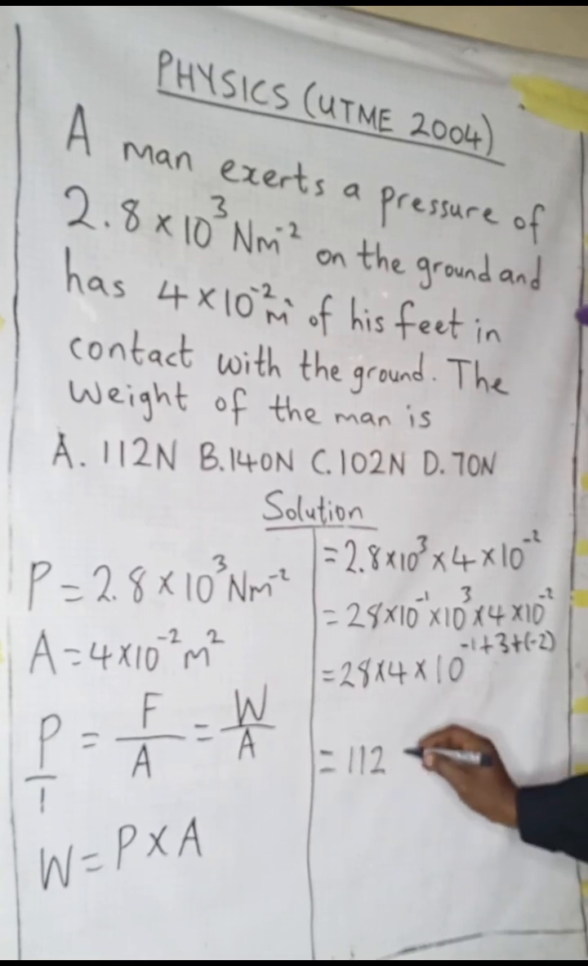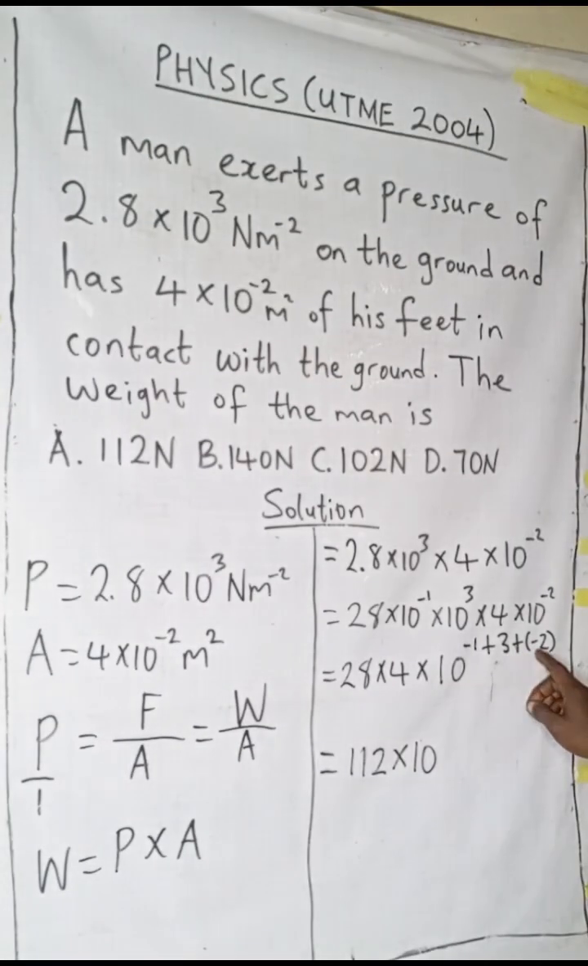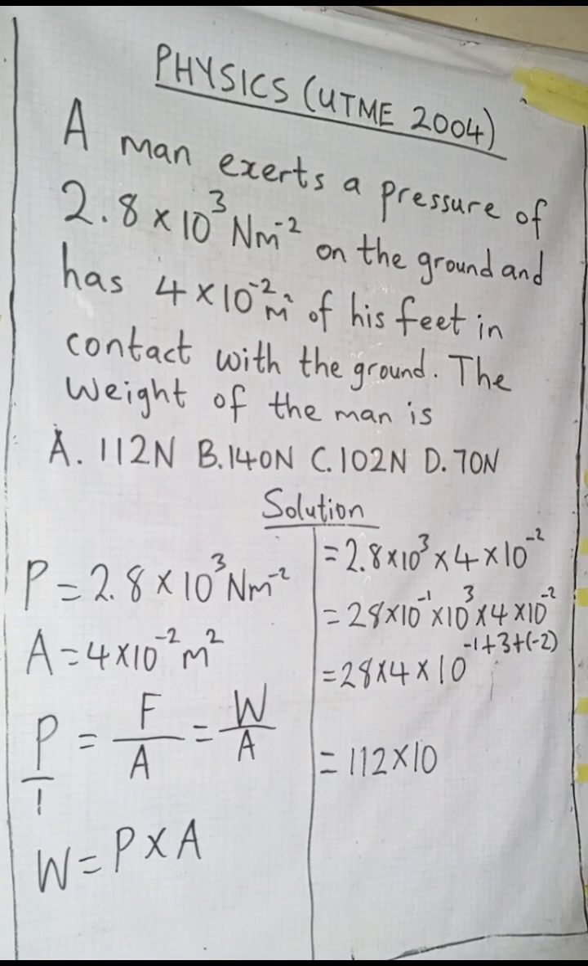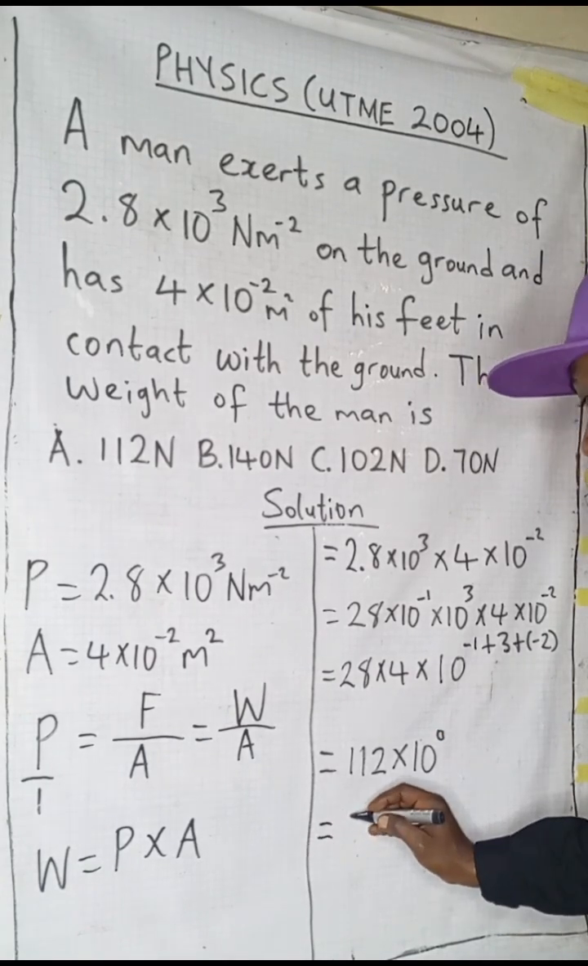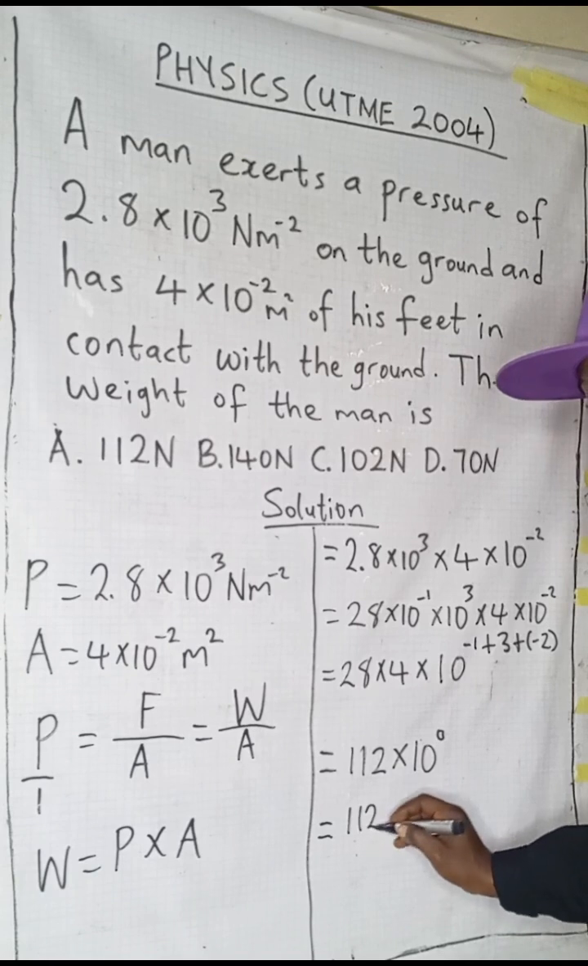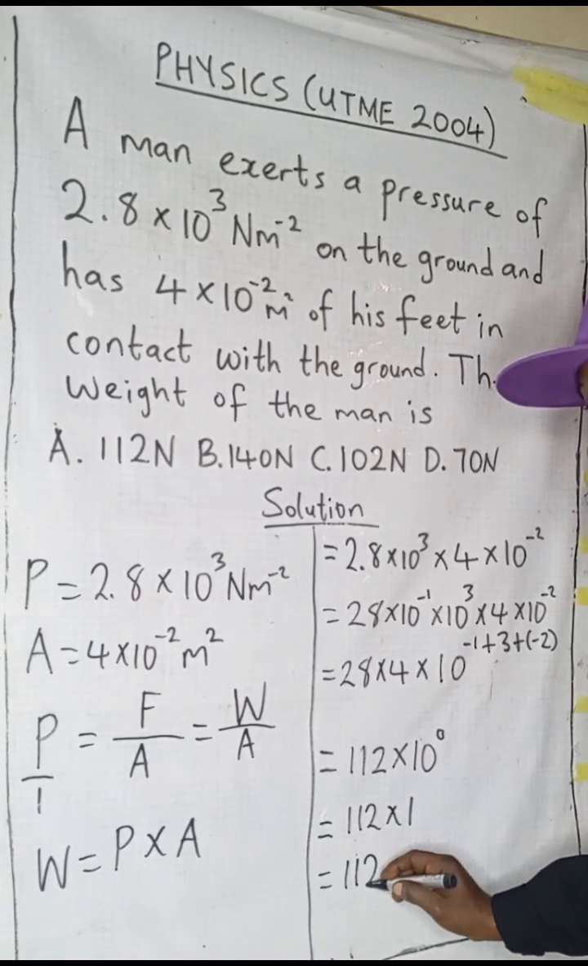So what do we have here? Times 10 to the power of minus 1 plus 3 is 2. 2 minus 2 is what? 0. So 0. And 10 to the power of 0 is still 1. So we have 112 times 1. Finally, we have 112.